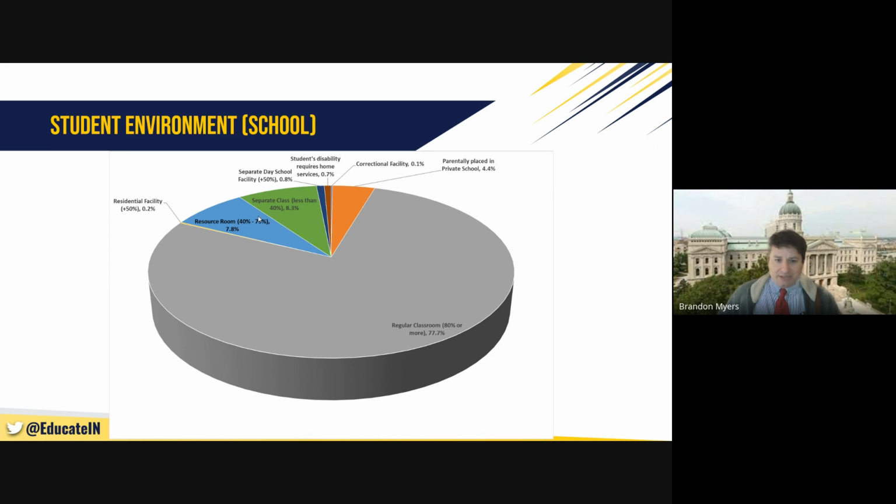they're kind of mixed between the general class and a resource room setting, and then the separate class being about 8%. So that's together is about 16%. And then the others are really small. Our homebound population, students in a separate day school, residential, and correctional, obviously being the smallest.